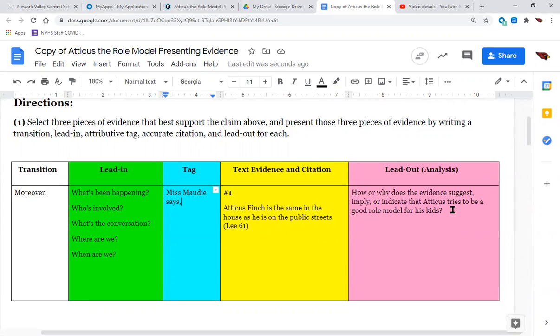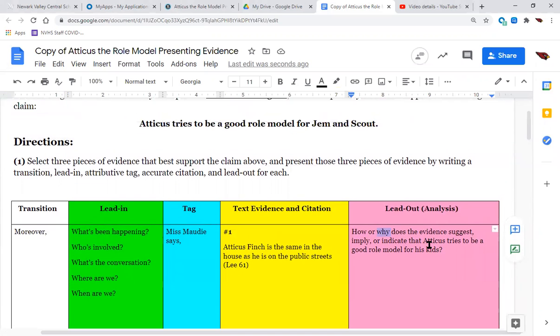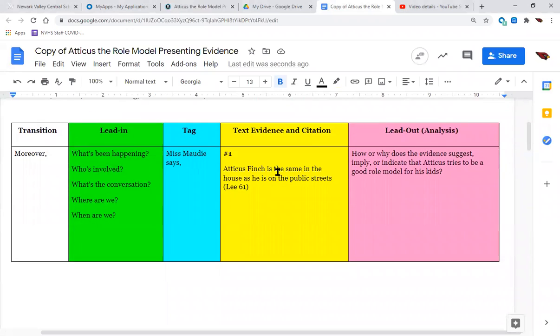And then last but not least, how or why does the text evidence suggest, imply, or indicate that Atticus tries to be a good role model for his kids, which is probably what a future topic sentence would be. You need to do that 3 times. Because you are given the text evidence and you are given the citation and you're being asked to choose 3 of 8, I'm just going to tell you right now, number 1, this is not punctuated the way it needs to be punctuated. There's not even any quotation marks in this.